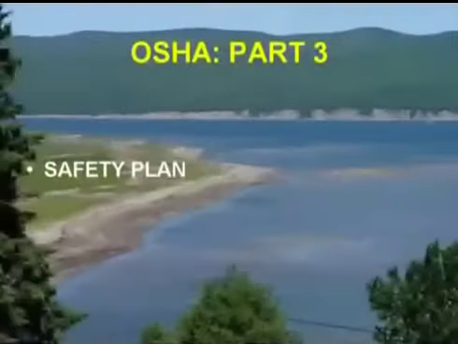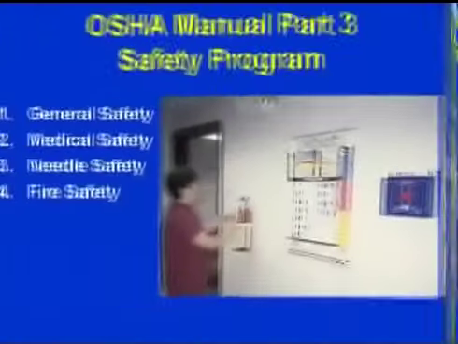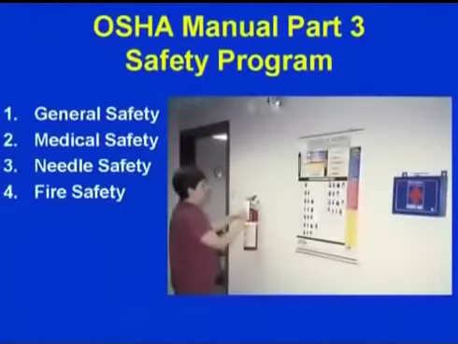The final part of the OSHA program involves safety. The safety plan is probably the briefest section of the three and involves general safety, medical safety, needle safety, and fire safety. In our photograph, you can see many of the items. You see some emergency lighting, you can see a fire extinguisher, and the first aid kit, which are going to be addressed in various aspects of this.